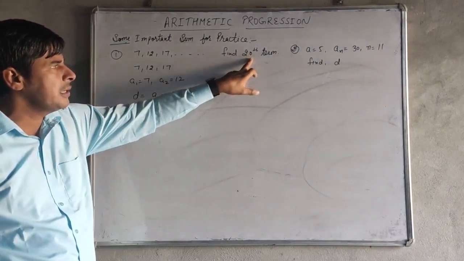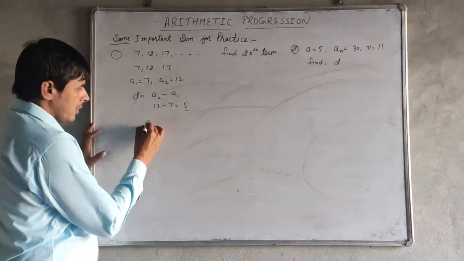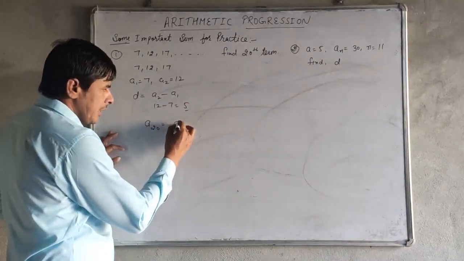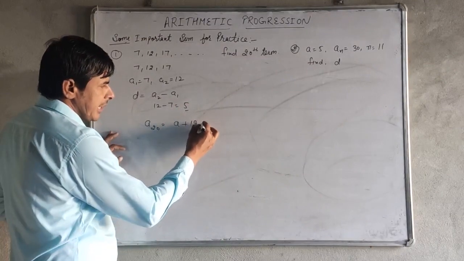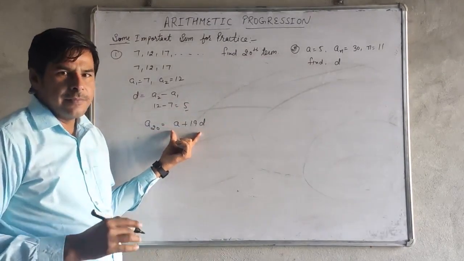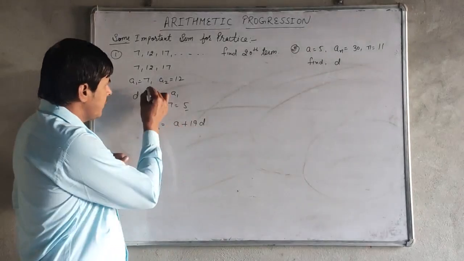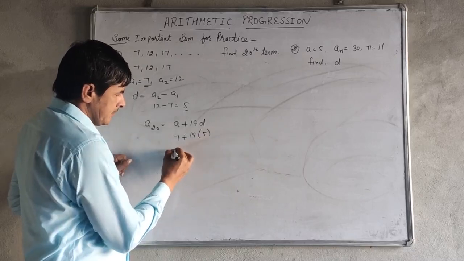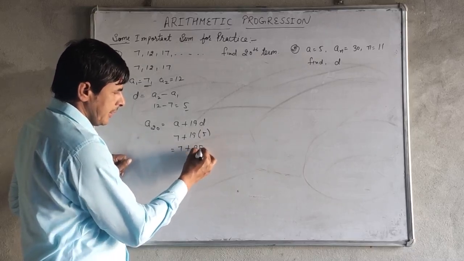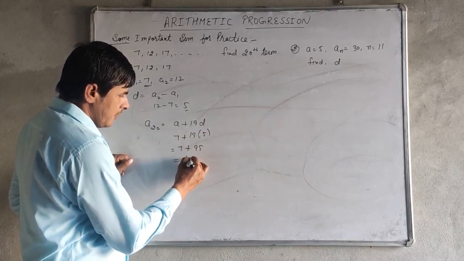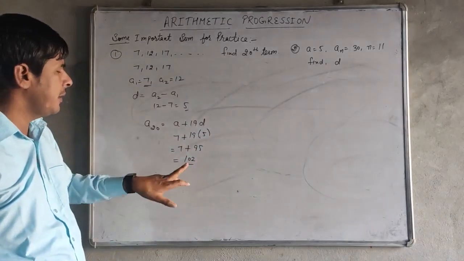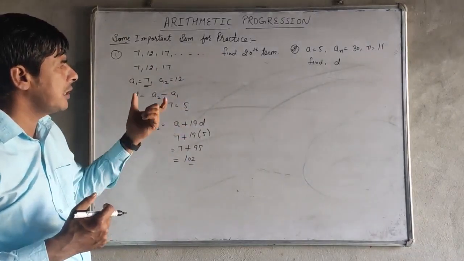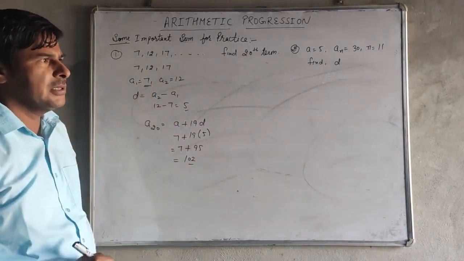So we already have the first term and the common difference. So what do we have to find? The 20th term. What is the meaning of the 20th term? a20 means a plus n minus 1, that is 19d. Put the value of a and d. a is 7, so 7 plus 19d, 7 plus 95. So the 20th term of this AP is 102. You can also find some more sums with the help of these examples.